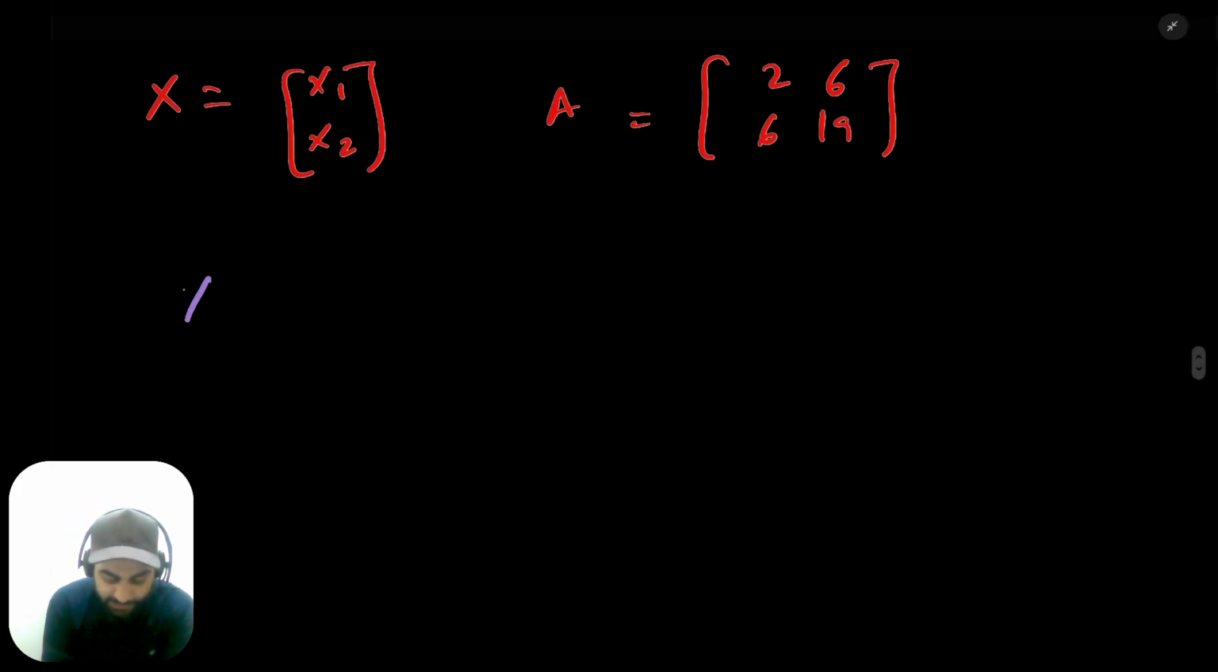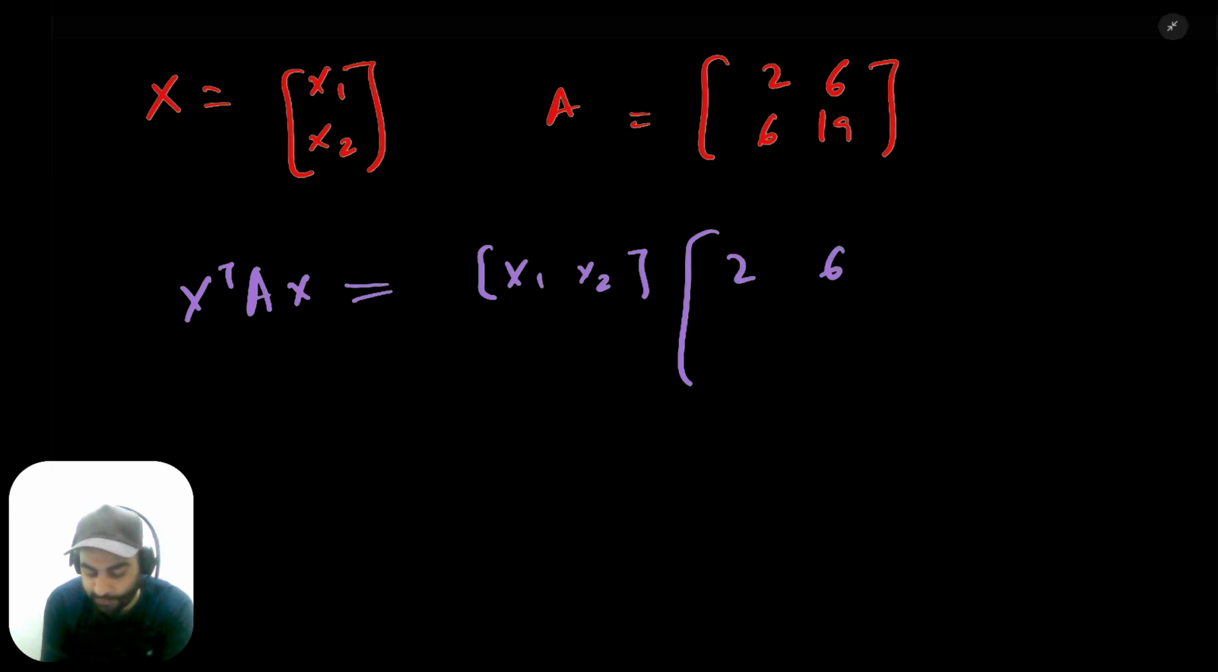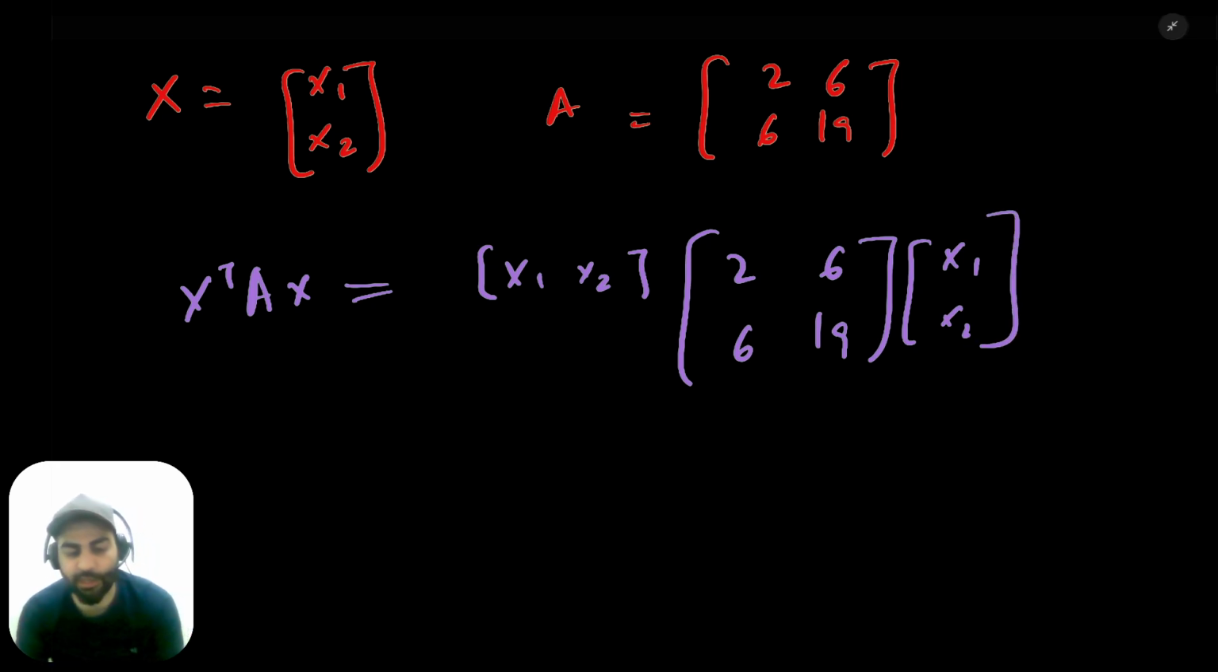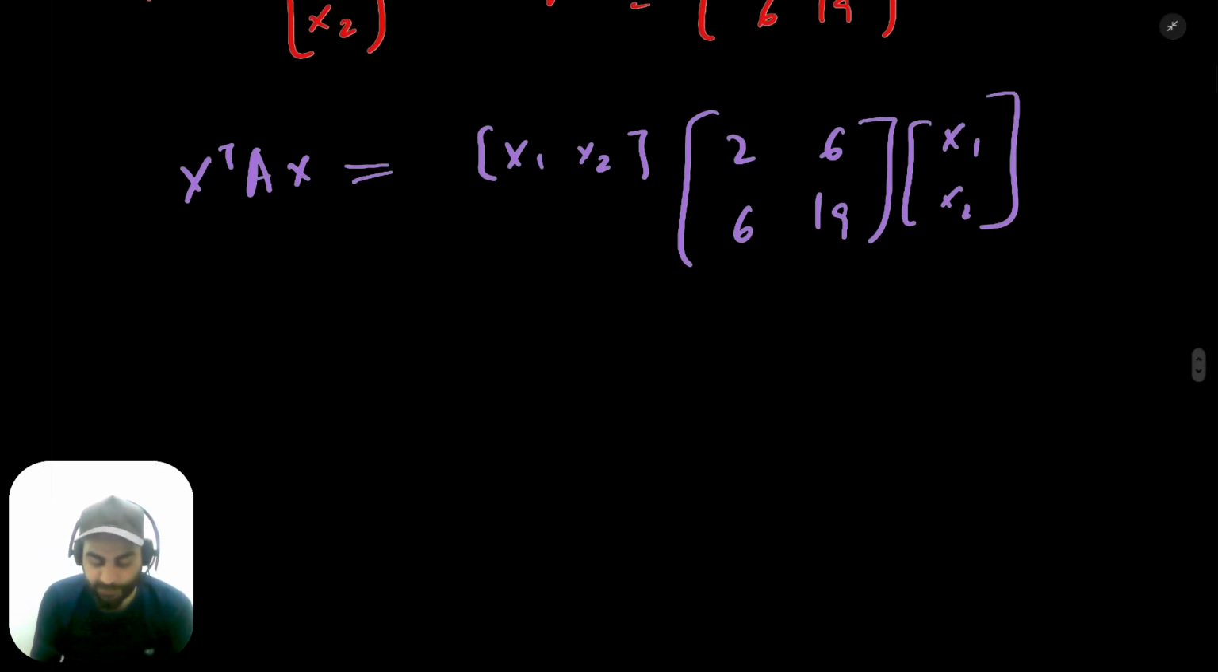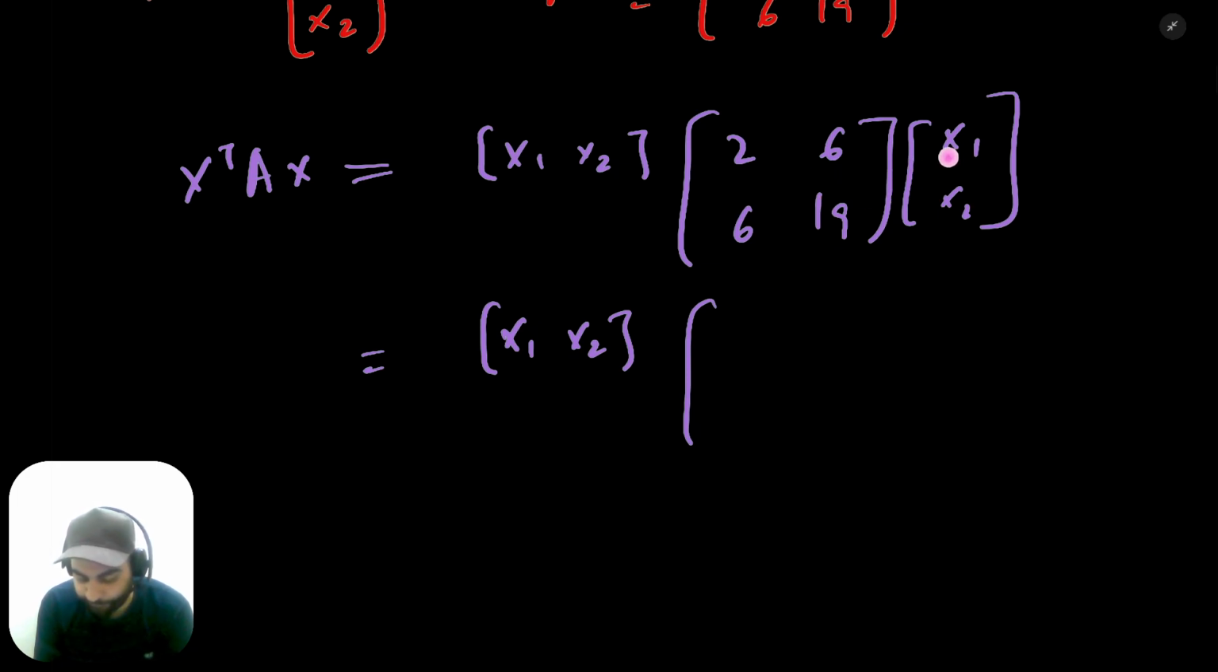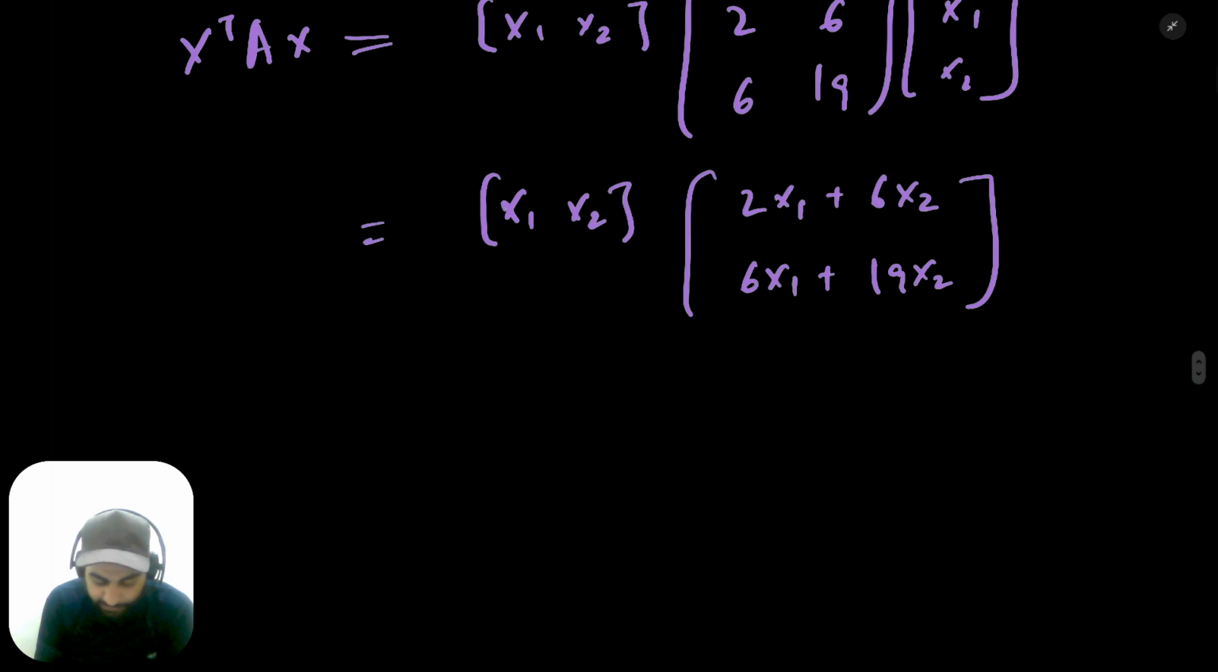Now I'll write x transpose Ax and evaluate this. This should be equal to x1 x2, and then A is equal to 2 6 6 19, then x1 x2. Now I'll just expand this equation. I'll first write x1 x2 as it is. This will be one time of this column, so 2x1 plus 6x2, and 6x1 plus 19x2.